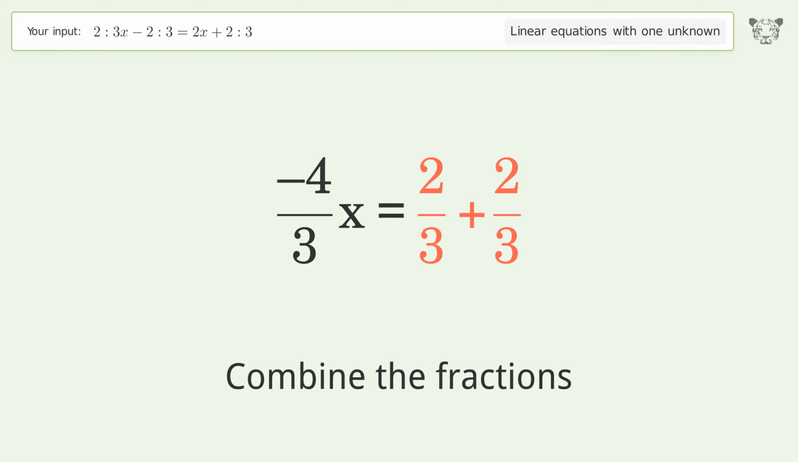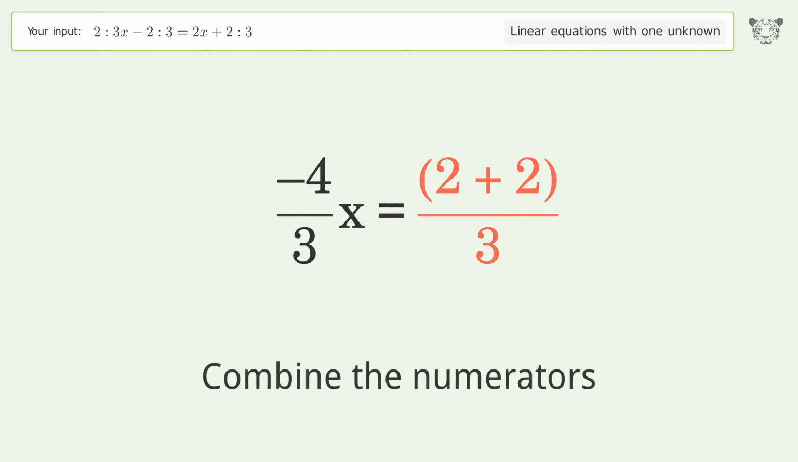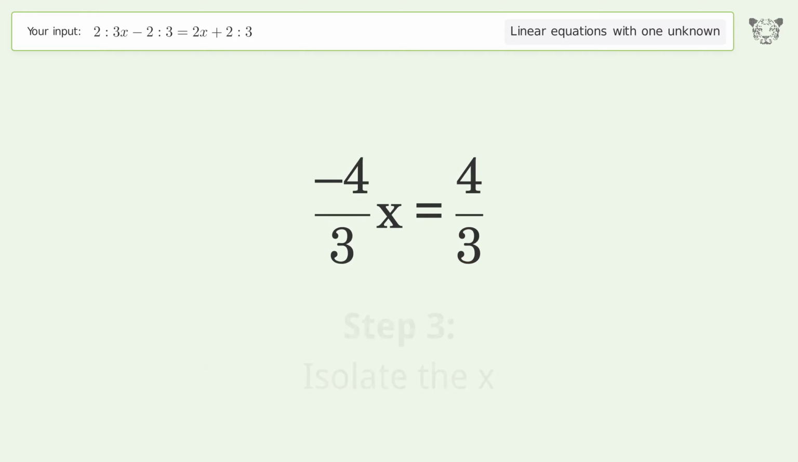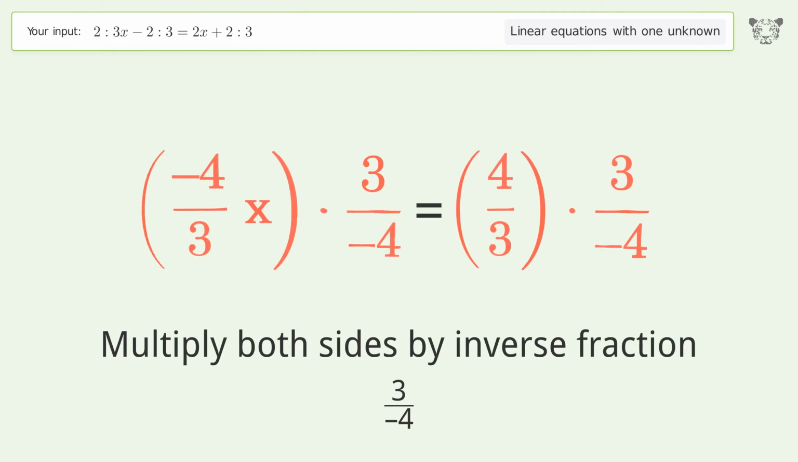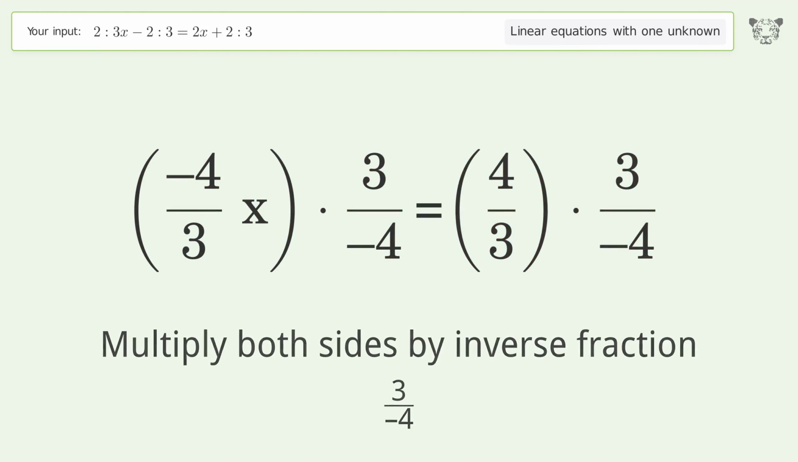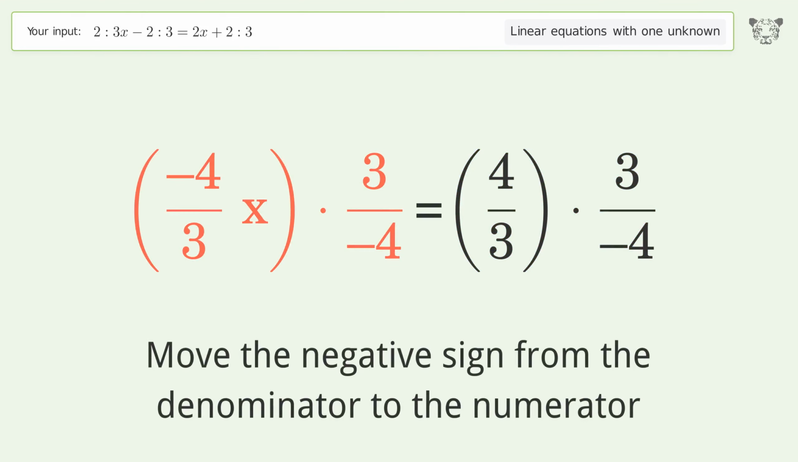Combine the fractions. Combine the numerators. Isolate the x. Multiply both sides by inverse fraction 3/4. Move the negative sign from the denominator to the numerator.